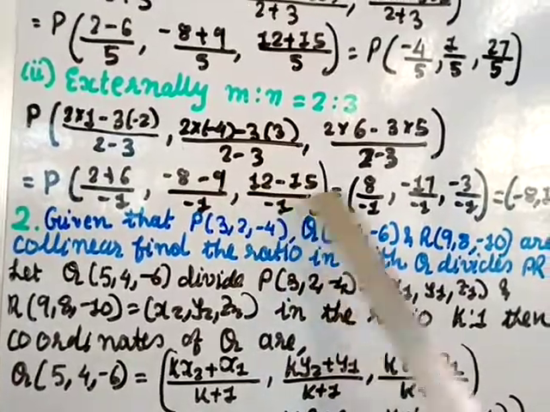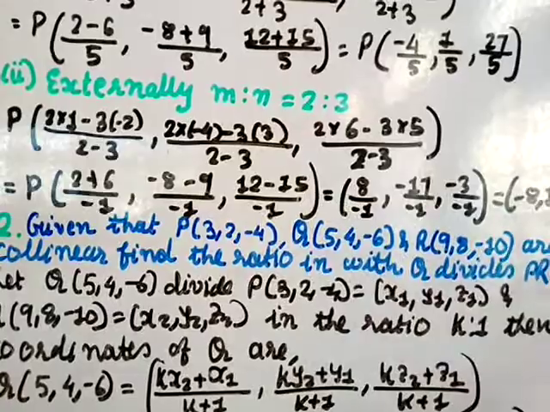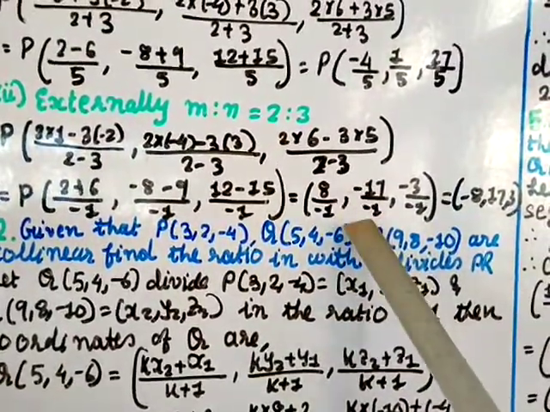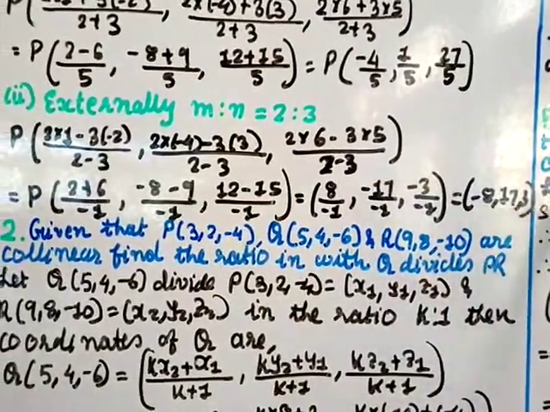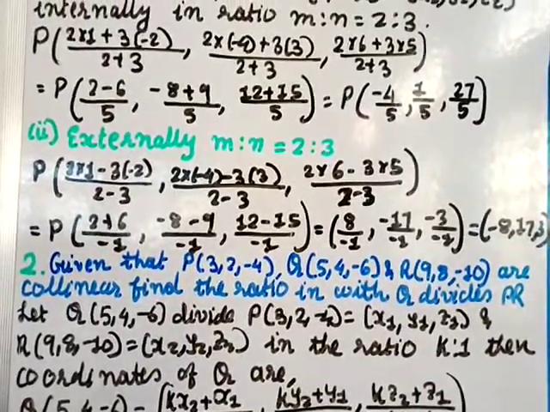12 minus 15 is -3 divided by -1. So this minus will go up, and denominator 1 we don't need to write, so we can write here minus up. So -8, minus and minus cut, so here 17, here also minus cut, so 3. So these are the coordinates of the point which divides AB externally in the ratio 2:3.